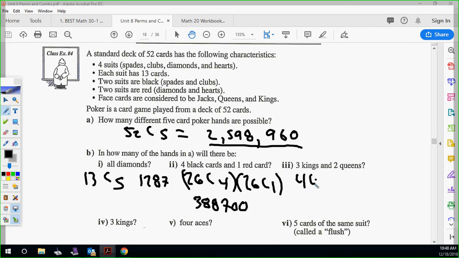It's 4C3 because there's only 4 kings to choose 3 from, and then 4C2 for queens, 24. So 24 out of 2 million to get that specific full house. Now, it's that specific full house, not a full house in general, but that specific one. Sorry, 4C2. Okay, 3 kings.